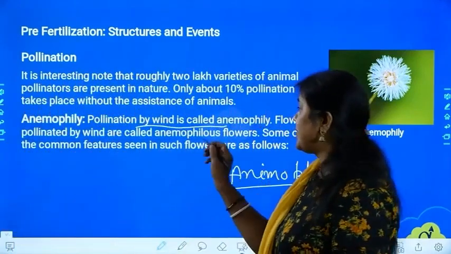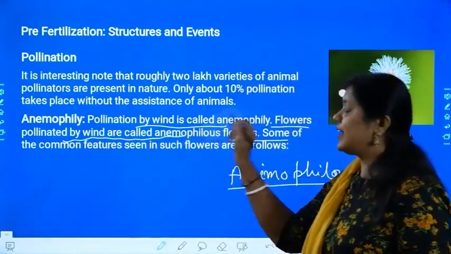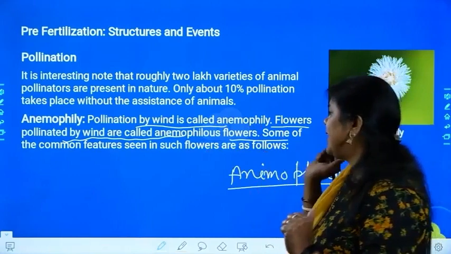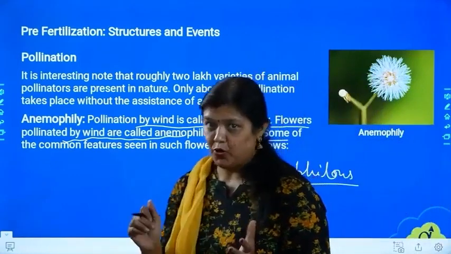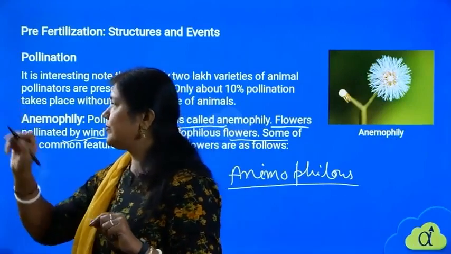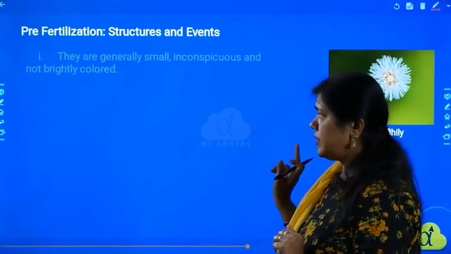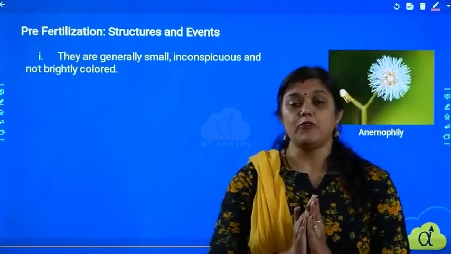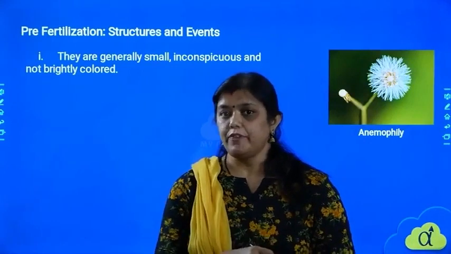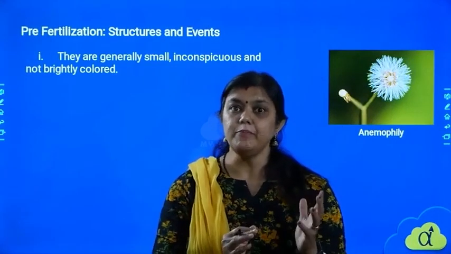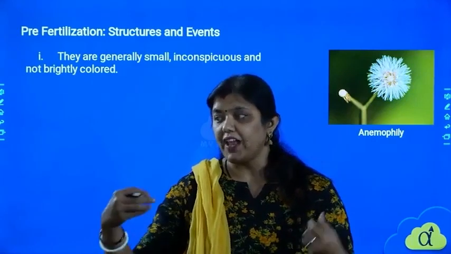Let us see the definition I have written here. Flowers pollinated by wind are called anemophilous flowers. That's all the meaning of it. Some of the common features in such flowers are as below. Let us see what those common features are. Now see what happens when we talk about the flower which has to be pollinated by the wind. At that point of time you have to understand that wind means it should be very light, because the pollen grain should fly in the air.